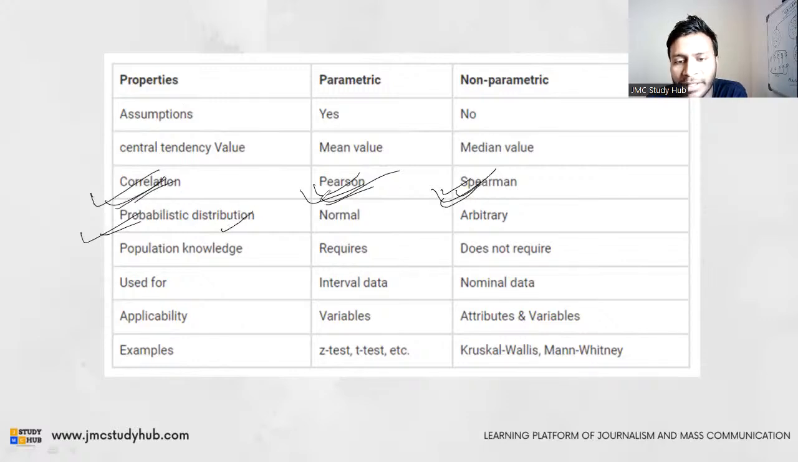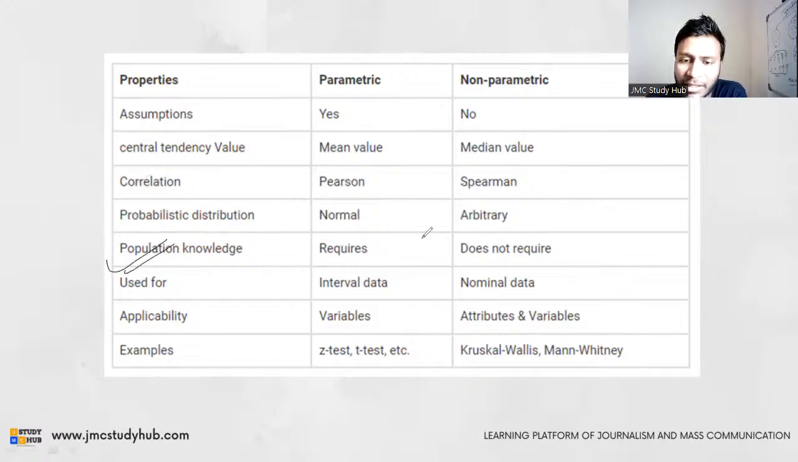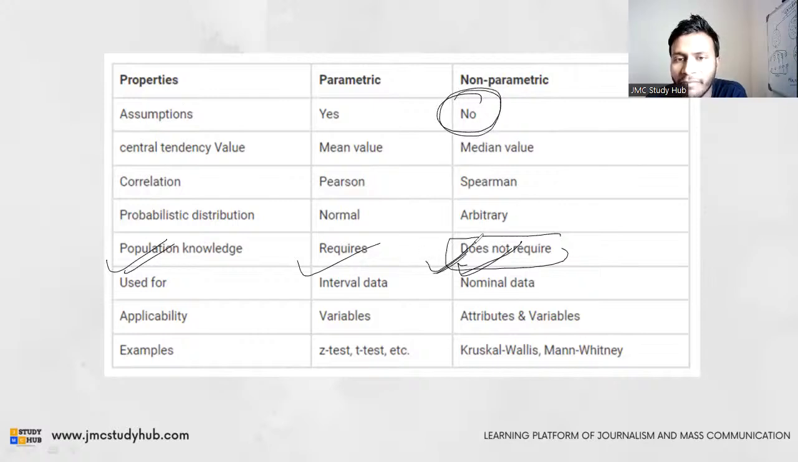Probabilistic distributions की बात करेंगे तो यहाँ पे normal है, यहाँ पे arbitrary है. Okay, population knowledge here does not require, there is no such distribution, because here there is no assumption, so it does not require the population's knowledge. And here in the parametric test it requires the population's knowledge. Okay, and used for interval data and nominal data.